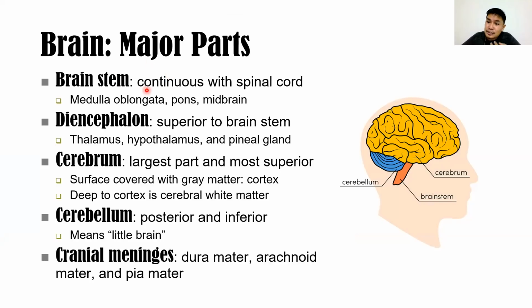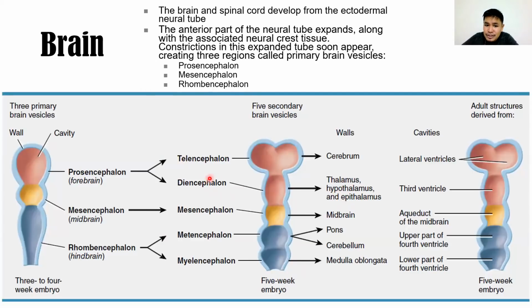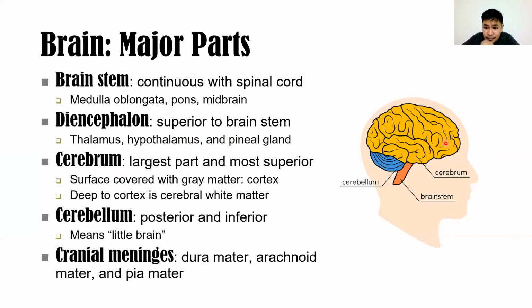No? We have your brainstem. It's continuous with the spinal cord, and it's composed of the medulla oblongata, the pons, and the midbrain. Brainstem: midbrain, pons, and the medulla. Medulla, di ba? Siya na yung mag-join with your spinal cord. The diencephalon is comprised of your thalamus, hypothalamus, and your pineal gland, which is located in your epithalamus. Thalamus, hypothalamus, epithalamus, diencephalon. Okay. Your cerebrum, it's the largest part and most superior. Its surface covered with gray matter, the cortex, and deep to your cortex is the cerebral white matter. Your cerebellum, posterior and inferior, means the little brain, and your cranial meninges, you have your dura, arachnoid, and pia mater.